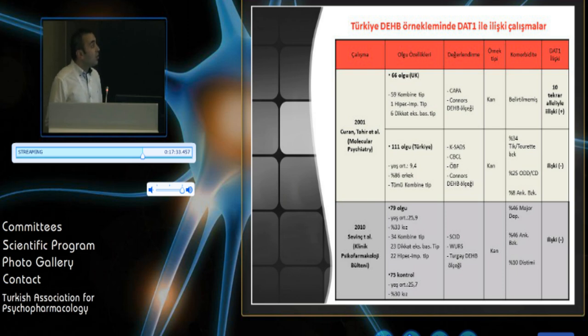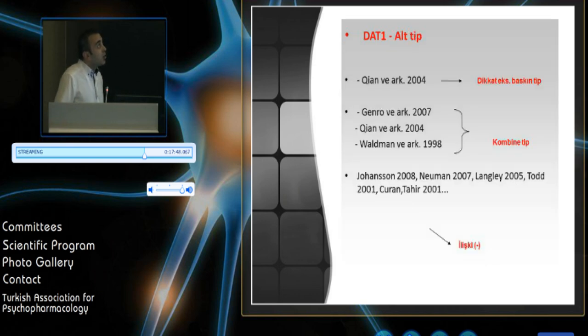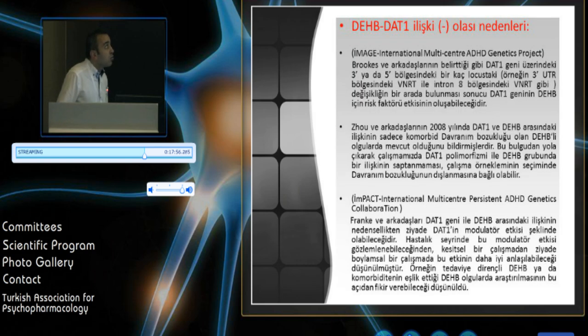How many trials do we have in Turkey about DAT1? We have 2 trials. One of them is from Sevinç's group, and the other one is from Tahir's group. What do we see in our own trial? ADHD and ADHD subtypes are not related to DAT1 according to our trial, but in the literature, the combined type is found to be related to the problem according to some studies.